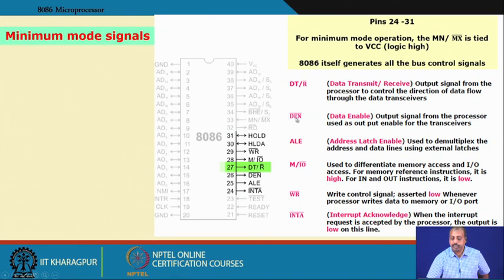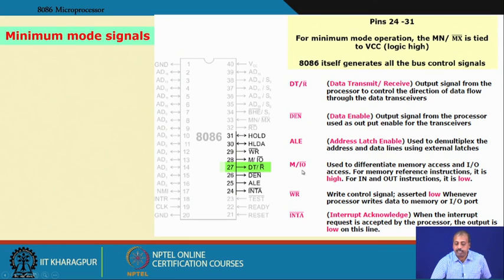Then we have the DEN bar, data enable bar line. It is an output signal from the processor used as the output enable for the transceiver. So, if you are connecting transceivers with this 8086 processor, this DEN bar line can be connected to the corresponding enable line of the transceiver, so that it is activated for output. Then we have the ALE signal, which is address latch enable, used for demultiplexing address and data lines using external latches. This is the same as the ALE line in the 8085.